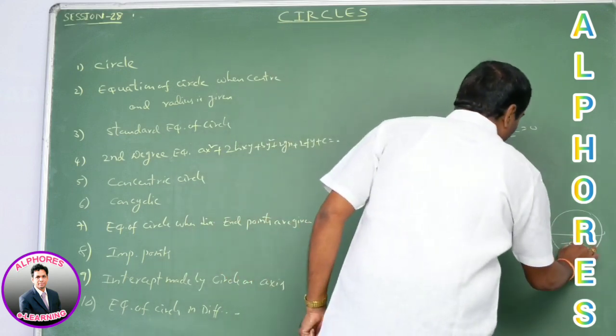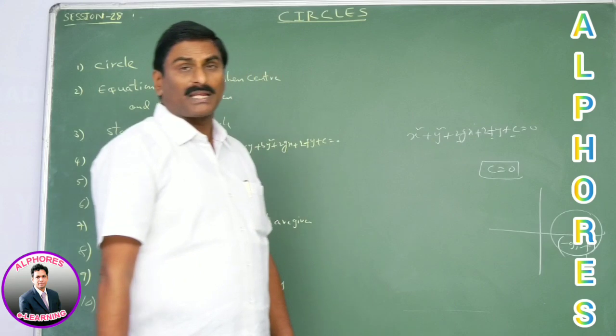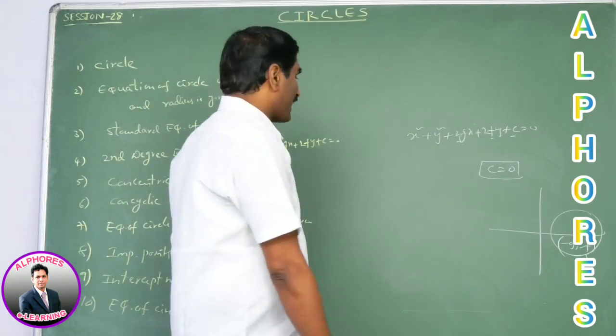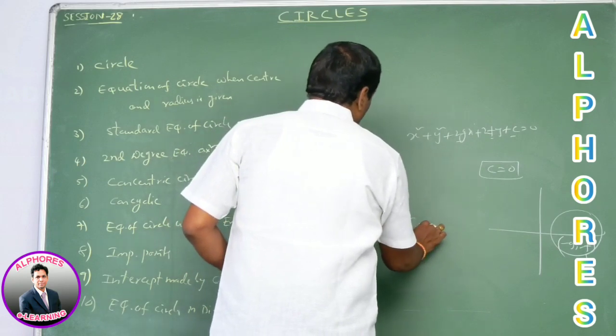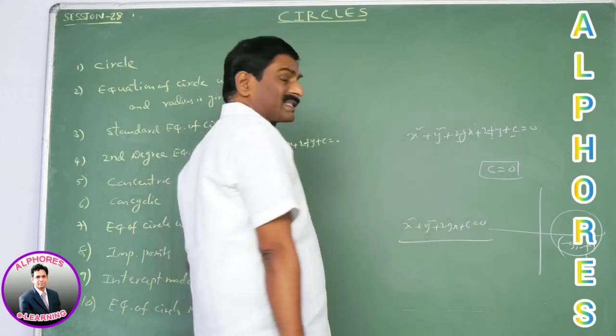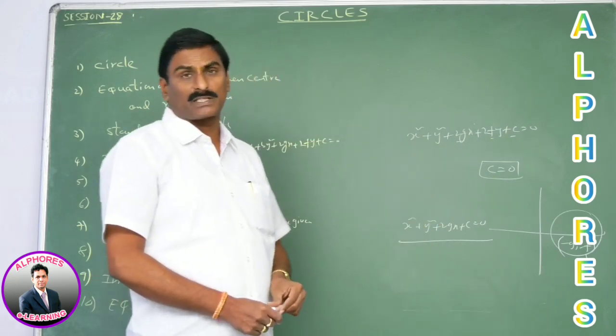If the center of the circle lies on x-axis, that means minus g comma minus f lies on x-axis, minus f is equal to 0. That means f is equal to 0. So the equation of the circle is x square plus y square plus 2gx plus c is equal to 0.